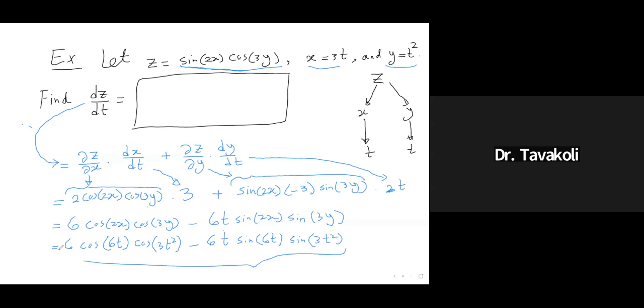So that's the answer that should be typed inside this box. 6 cosine of 6t cosine of 3t squared minus 6t sine of 6t sine of 3t squared.